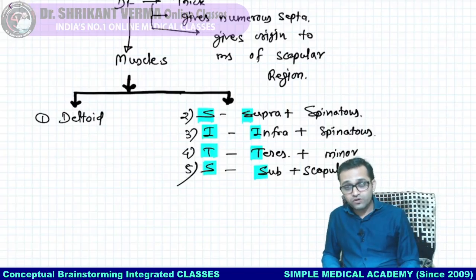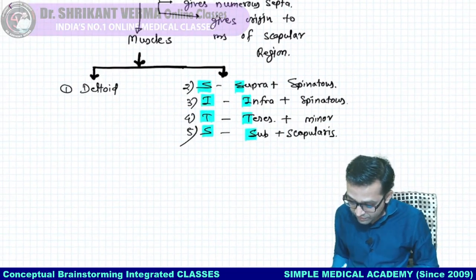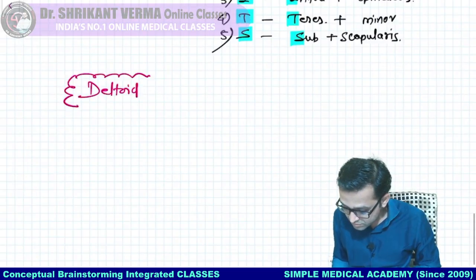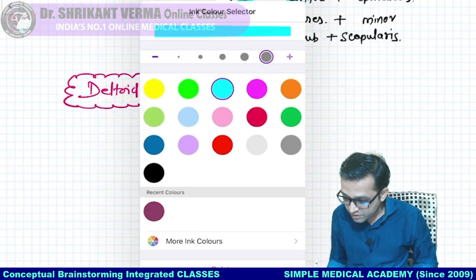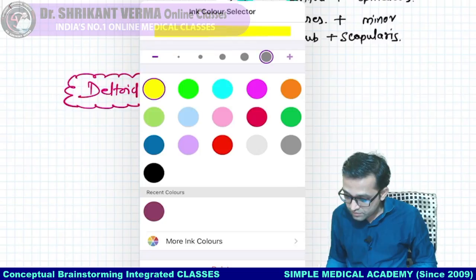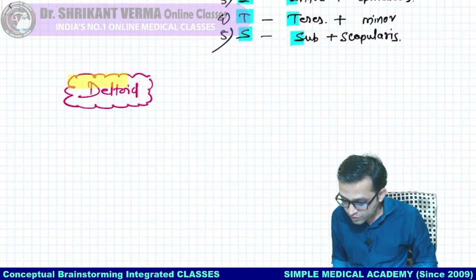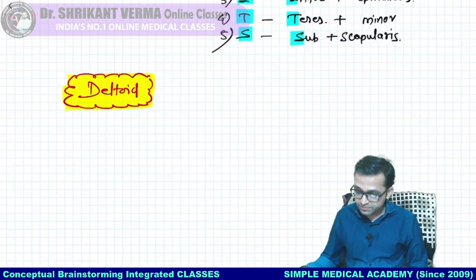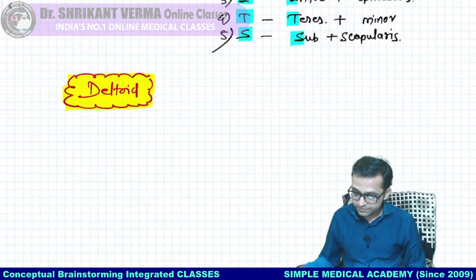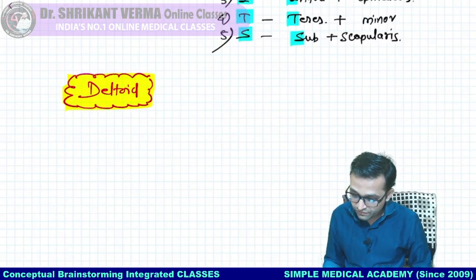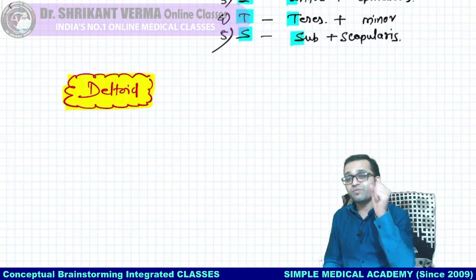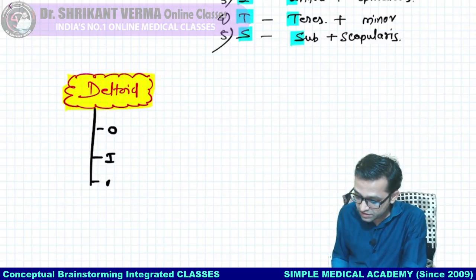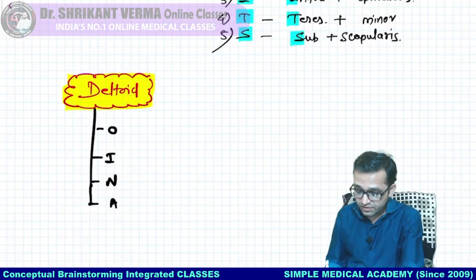After all this, now we are going to look at each muscle one by one. First we are going to talk about our delta shape muscle, that is deltoid. Whenever you are reading any muscle, you have to remember the origin, insertion, nerve supply and action. Getting the point? Yes sir.